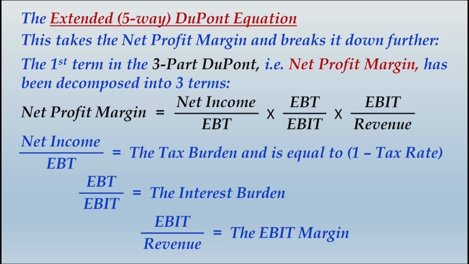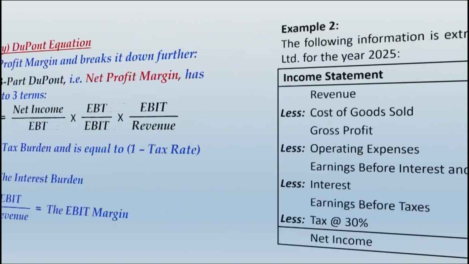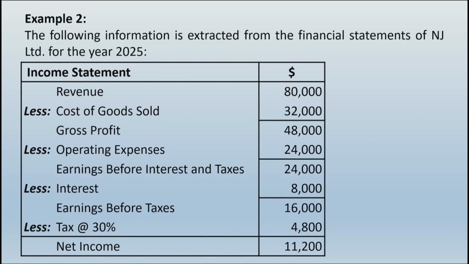Alright friends, once you have completed writing this whole thing, let us move ahead and take up the next example, that is example number 2. It says the following information is extracted from the financial statements of NJ Limited for the year 2025. Income statement is given in dollars: revenue 80,000, cost of goods sold 32,000, so gross profit will be 48,000. Operating expenses 24,000, so earnings before interest and tax will be 24,000. Interest is 8,000, so earnings before taxes will be 16,000. Tax at 30% is 4,800, so net income will be 11,200.